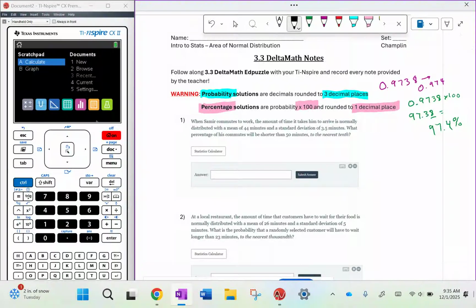Okay, welcome back to 3.3 Delta Math Notes. This is part 2, and we are going to look at how to put a normal distribution in our calculator.